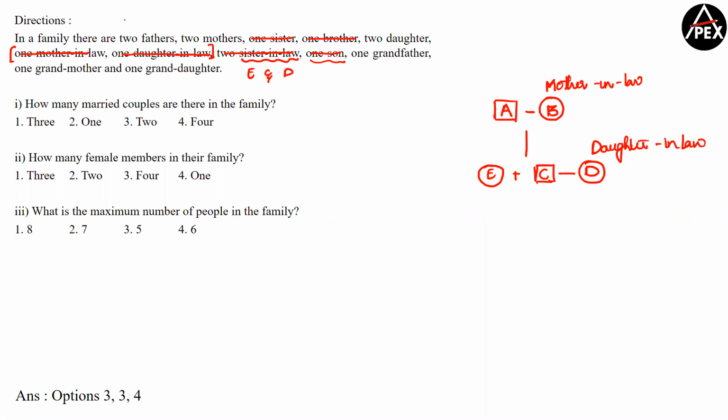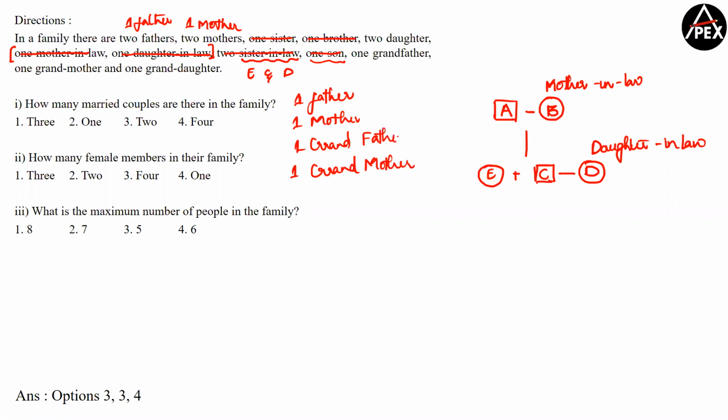Now we already have one father here, and that is A. A is the father of C and E. We already have one mother in this family tree, B, who is mother of both E and C. So we need one more father, one more mother, one grandfather, one grandmother, and one granddaughter. So there should be someone in the next generation also.